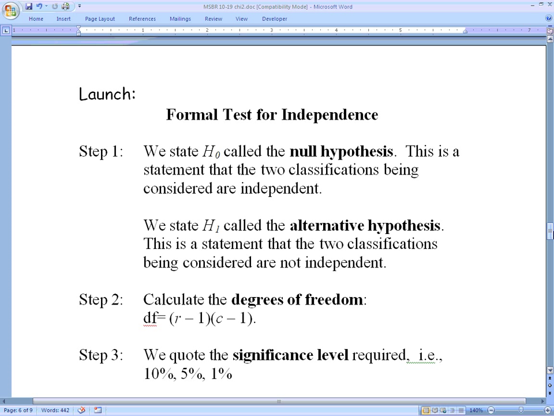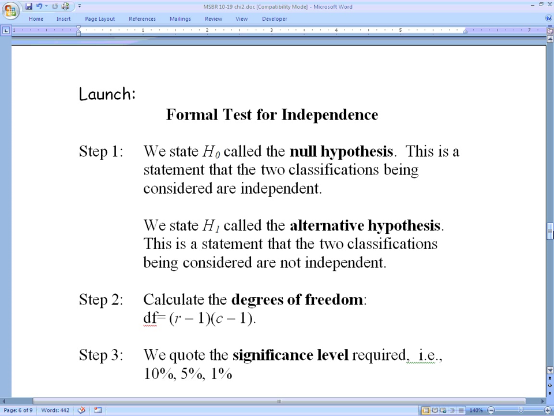Another one might be gender and height. Does one's gender affect how tall they might grow to be? And maybe that one we would find fails the chi-squared independence test, meaning that there is a relationship and gender does affect how tall you are. Again, these are examples of categorical variables that we could check out using the chi-squared test for independence.